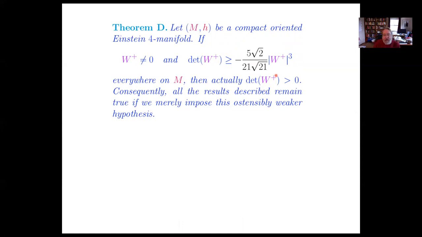So this indicates that thinking about the determinant of W plus is a very robust condition. A priori, the determinant of W plus could be a somewhat larger negative multiple of W plus cubed. It can get to about, not quite twice as big as this, but this covers a lot of territory. It indicates that this is a very promising and interesting condition to study on Einstein four-manifolds. It turns out to be surprisingly rigid.